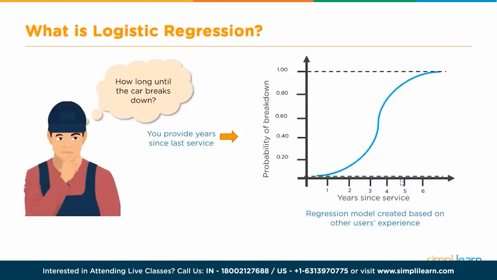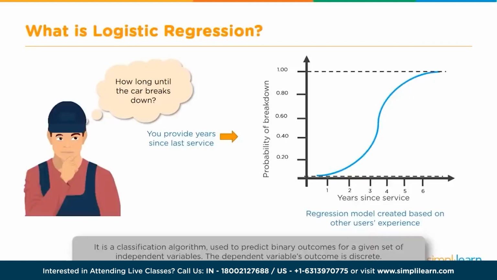But as the number of years increases, let's say if it was 6 or 7 years, there is almost a certainty that your car is going to break down. That is what this graph shows. So this is an example of an application of the classification algorithm. And we will see in a little more detail how exactly logistic regression is applied here.